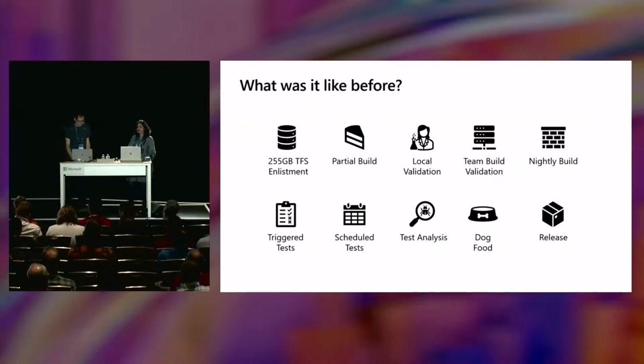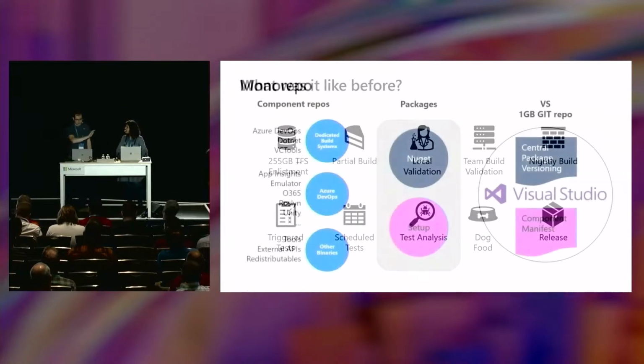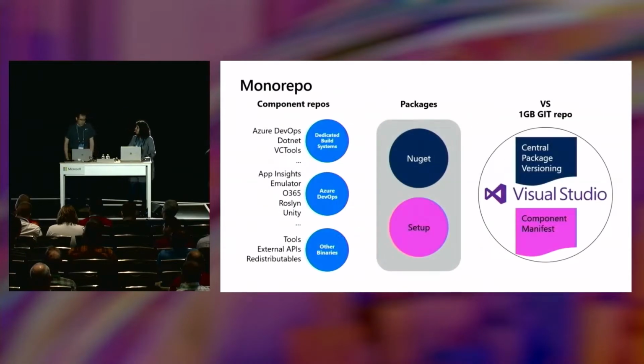So now that I understand the background and the challenges of the old engineering system, how about, Mark, we talk about starting from the enlistment, how things improved? Okay, so the first problem that we had to solve was that monorepo, that 255 gigabytes, because that was causing us a lot of problems. So what we wanted to do was take that and shrink it down to a 1 gigabyte Git repo. 1 gigabyte, 255 to 1 gigabyte. Yep. How would you do that?